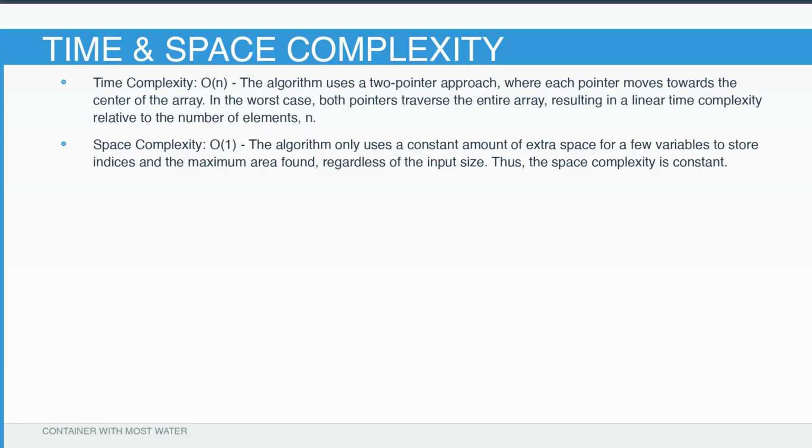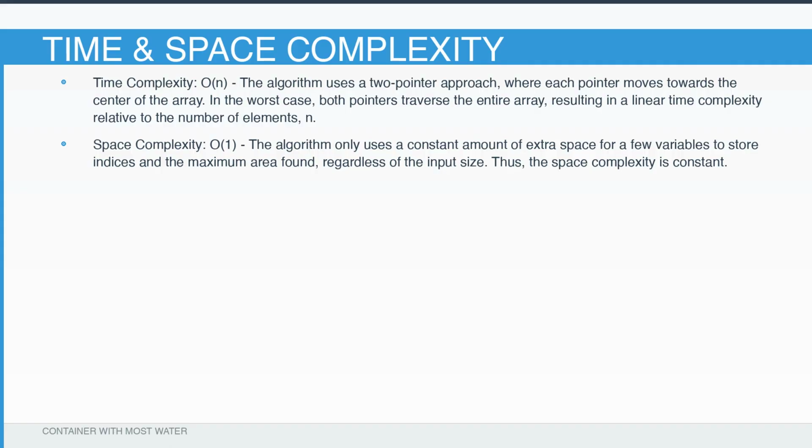The time complexity of the container with most water problem is O(n). This means that the algorithm processes each element of the input array in a linear manner. We achieve this by using a two-pointer approach. Imagine two friends standing at opposite ends of a line of cups. Each friend represents a pointer, and they move towards each other until they meet in the middle. In the worst-case scenario, both pointers will traverse the entire array, resulting in a time complexity proportional to the number of elements, n.